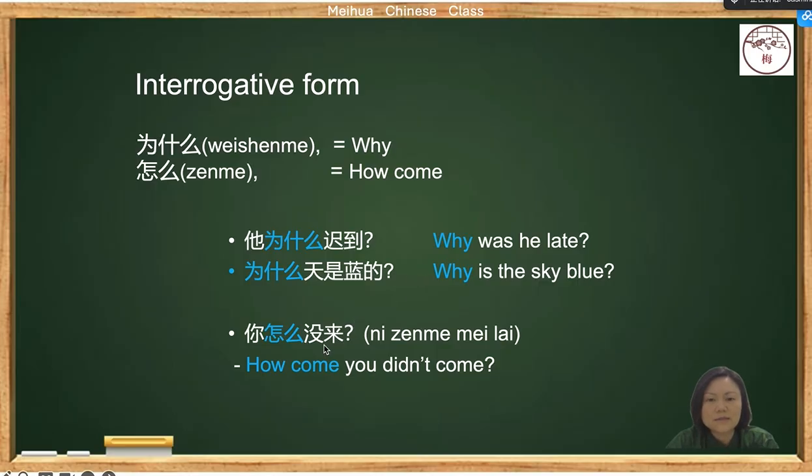Okay. So when do we use 为什么? Actually, in all cases, we can use 为什么 to ask for the reason. Just for cases that we are a little bit angry, or we are just too surprised and we want to ask about the reason. We are too surprised to see something happened, and we really want to know the reason. We would use how come. How come?